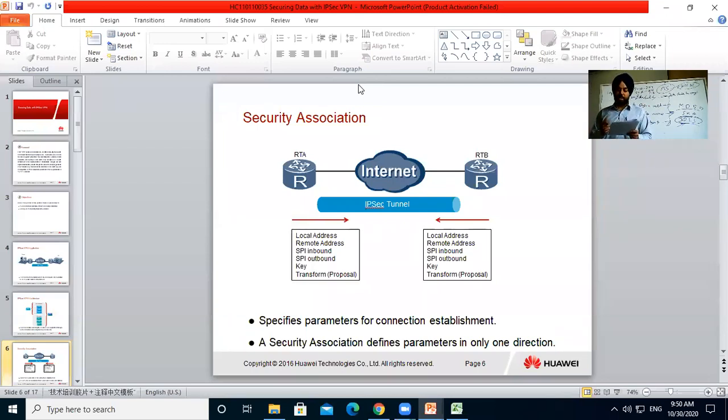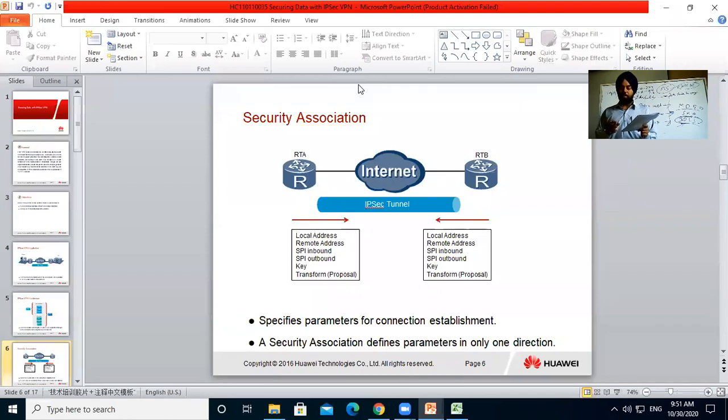In order to secure bidirectional communication between two hosts or two security gateways, as shown in the example, we need two security associations, one in each direction. The parameters of SAs are local address, remote address, SPI inbound, and SPI outbound, as shown in the PPT. SPI stands for security parameter index. The same goes for the key, which assigns the password to a particular device, with both inbound and outbound keys.